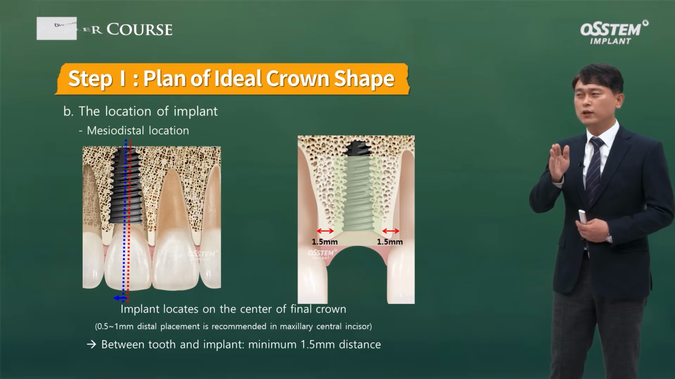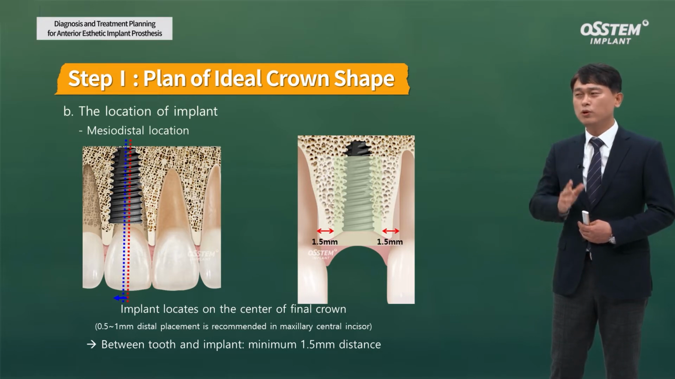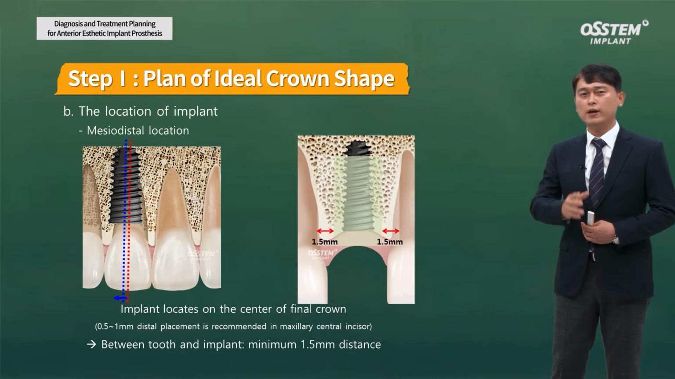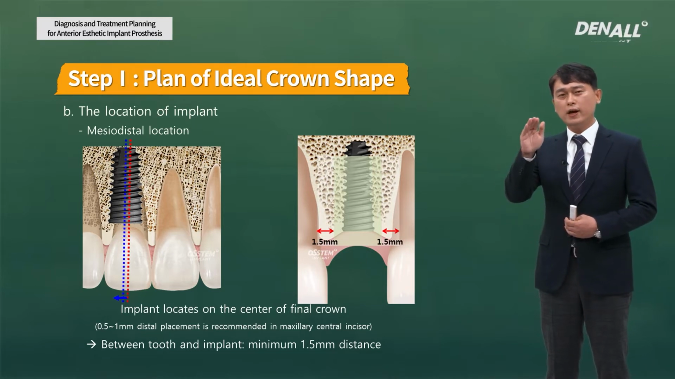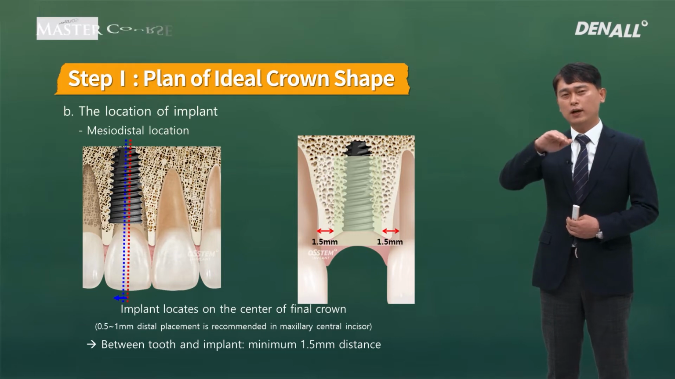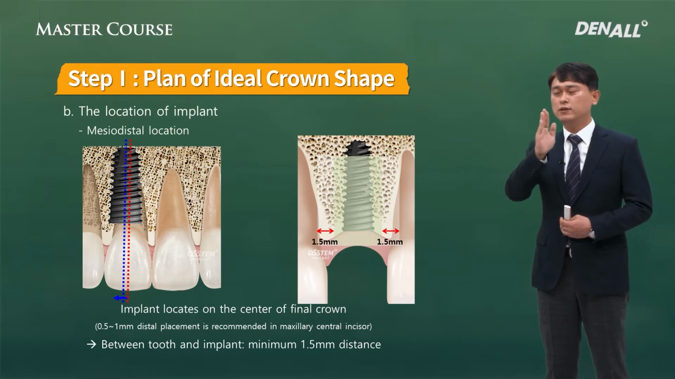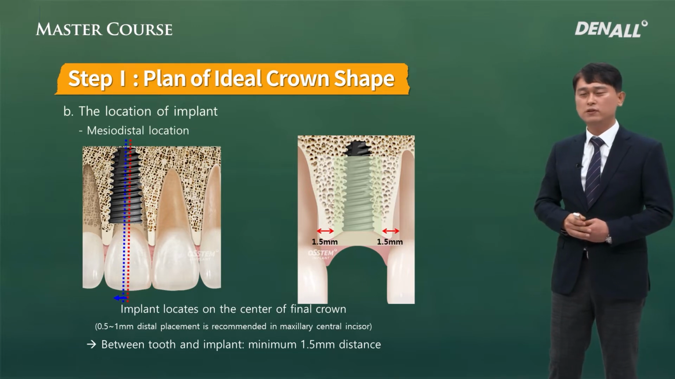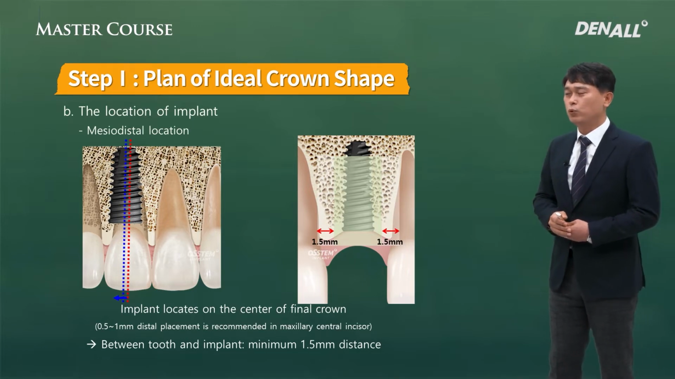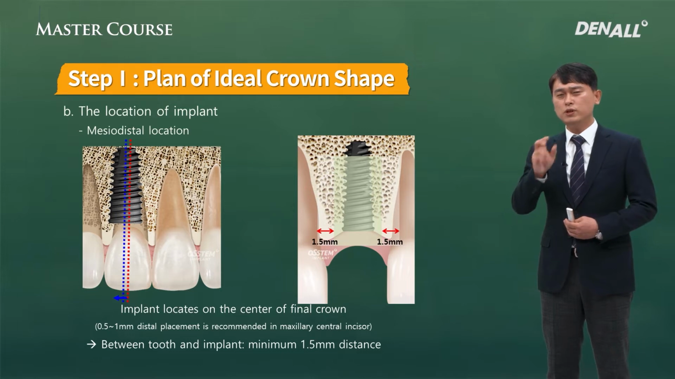Rather than placing it in the center, it is better to place it slightly distally. You need to shift it by 0.5 mm or 1 mm to the distal side. If you look at the natural tooth, the longest part of the cervical area is slightly positioned distally. Therefore, we need to place the implant in line with the form of natural tooth.